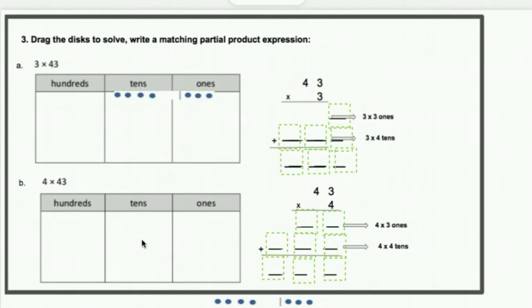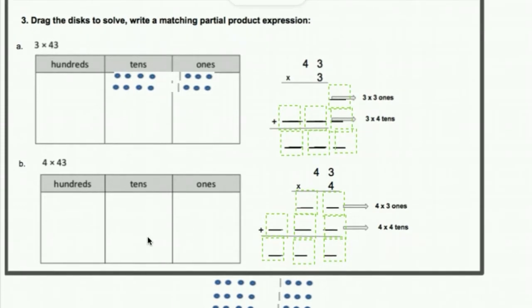So there's my first group of 43. There's my second group of 43. And there's my third group of 43. Same as before. Count your discs in your ones place. Tell me what you get. How many ones did you get? Good. 9 ones. And now I'm in my tens place. How many tens do you have? Yeah, 12 tens. Can I have 12 tens? Can I have 12 discs in one place value? No. So what do I need to do?